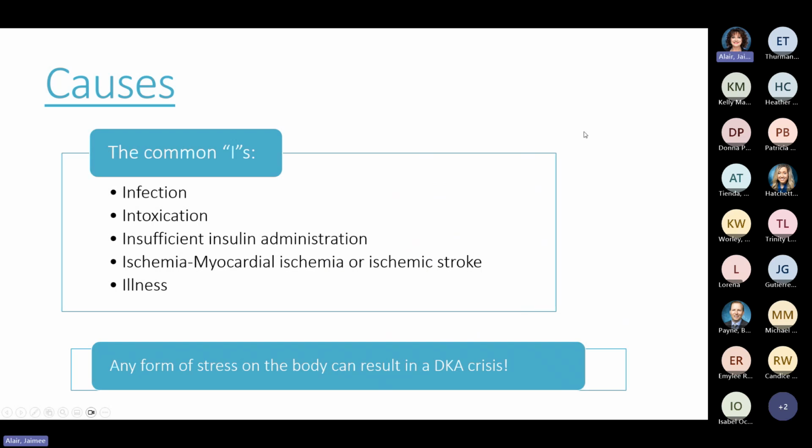So some common causes for adult patients are, as you can see here, infection, intoxication, insufficient insulin administration, ischemia, like a stroke or heart attack, and then any illness. These are all stressors on the body, which can make the patient go into DKA. Most of these are the same for pediatrics. Any type of infection, any type of viral illness, anything like that can cause these patients to go into DKA.